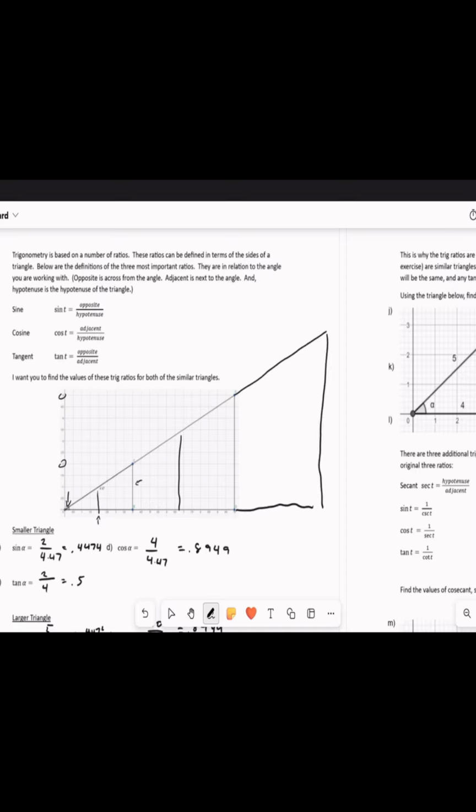It wouldn't matter. The sine, cosine, and tangent ratios that you create from this angle are always going to be the same, because you are creating these similar triangles whenever you build off this one central angle. So in other words, as long as you build a right triangle off of this angle, your sine, cosine, and tangent ratios are always going to be the same.